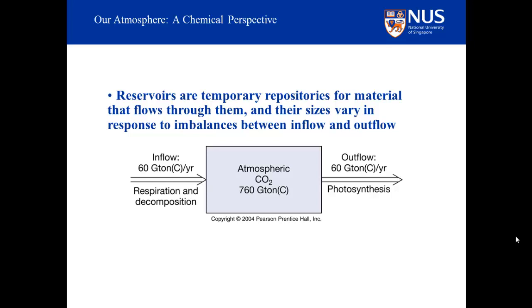Reservoirs are temporary repositories for material that flows through them, and their size changes in response to imbalances between inflow and outflow. The inflow to the atmospheric carbon dioxide reservoir is a combination of the processes of respiration and decomposition. This inflow can be expressed in units of gigatons of carbon per year. The outflow from this reservoir is photosynthesis, and the rate of outflow is also expressed as gigatons of carbon per year.